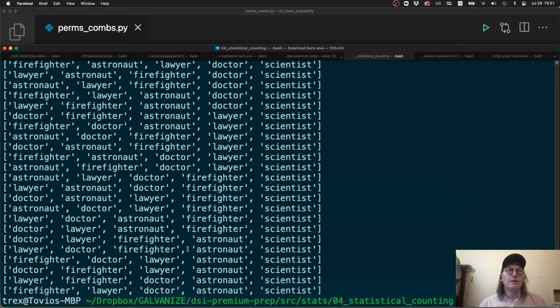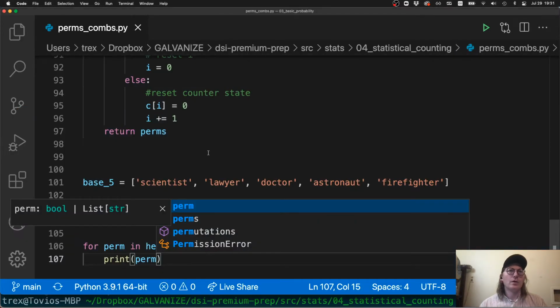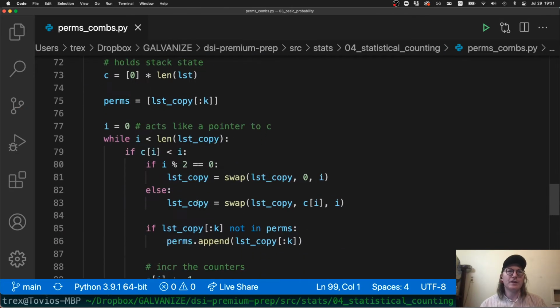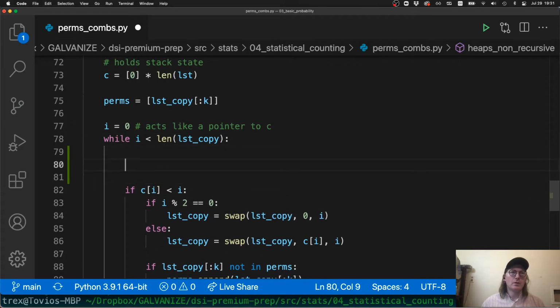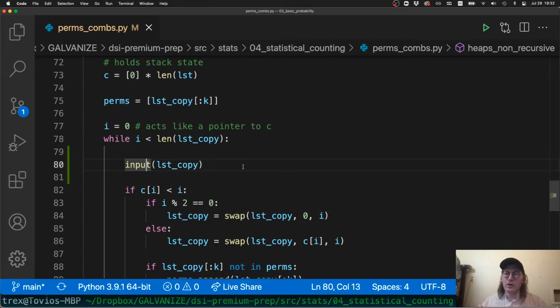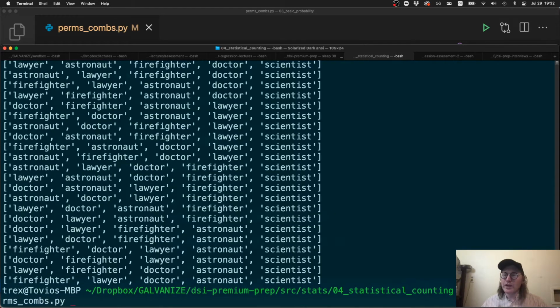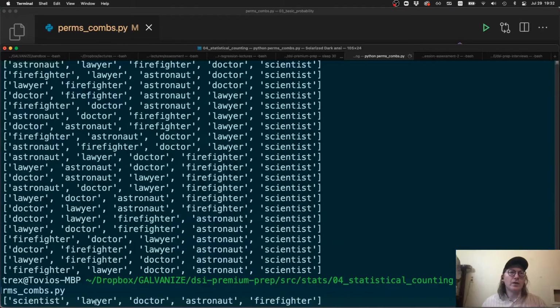So, if we want to watch how this changes, I could throw an input in here, okay? And I think this is a great way to utilize input. I'm going to put in input of list copy, okay? What input is going to do, it's going to wait for you to hit return, and it's also going to print whatever's in here. And if you use input in this way, it can get you a look into your function, all right?